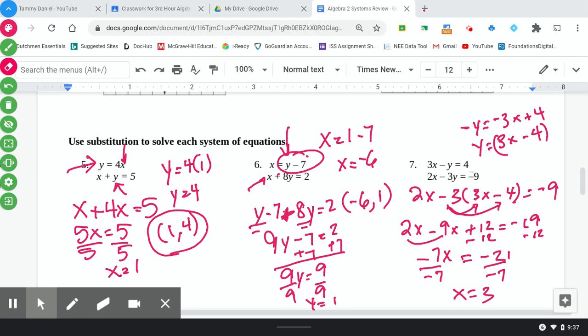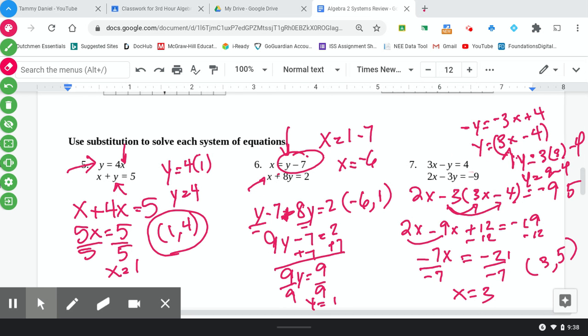So if I know that x is 3, I can plug it in right there, right? So that means y equals 3 times 3 minus 4, so y is going to be 9 minus 4, which is 5. So my ordered pair then is 3, 5.